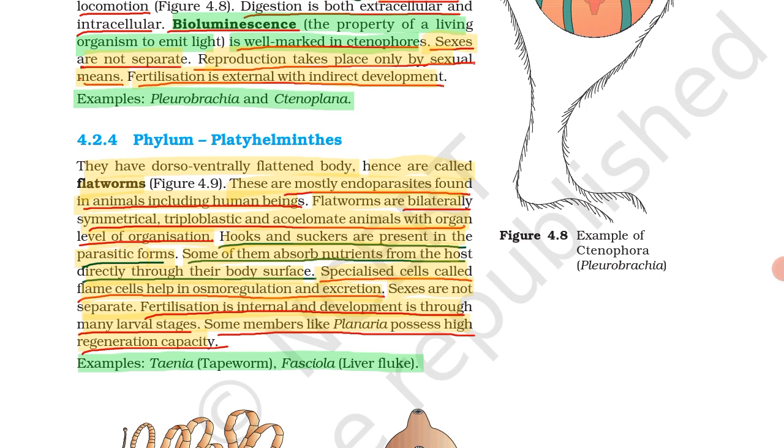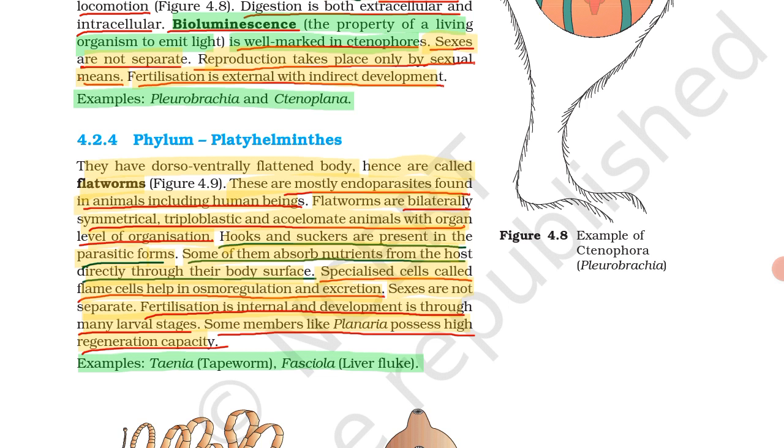Fertilization is internal and development is through many larval stages. Some members like planaria possess high regeneration capacity. They have flame cells that help in osmoregulation and excretion, and sexes are not separate, meaning they are hermaphrodite. Fertilization is internal, and development is through many larval stages.